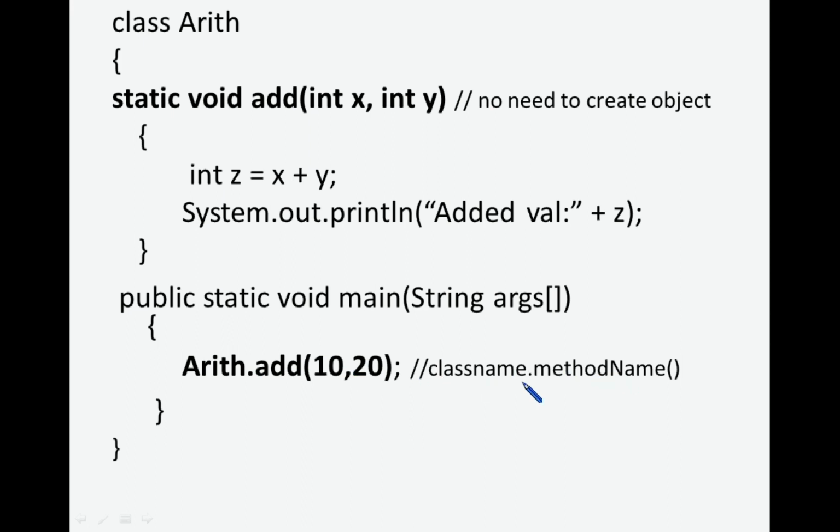So how to invoke a static method? Class name dot method name. That is why we are not creating an object for this arith class. Directly class name dot method. So this is the advantage of using a static method. Without creating object, now we can invoke this add method.